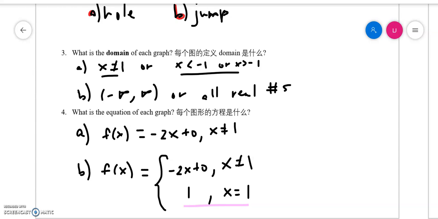All right, let's do another example on the next page.